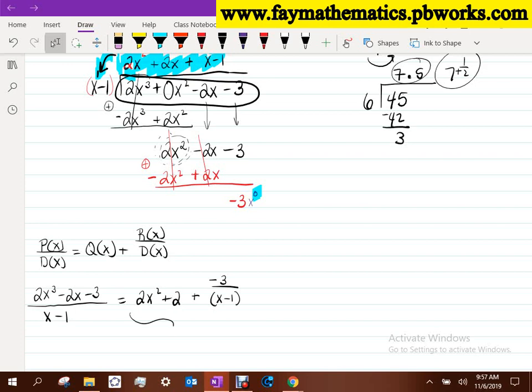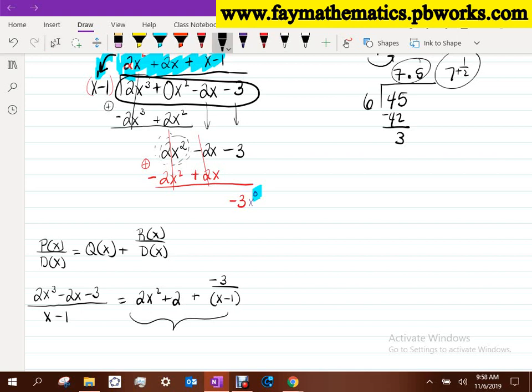If you would take this and try to add it together so that you get a common denominator, so I have the x minus 1 being my common denominator, everything's going to merge together as that fraction, 2x cubed minus 2x minus 3 over x minus 1. Okay?